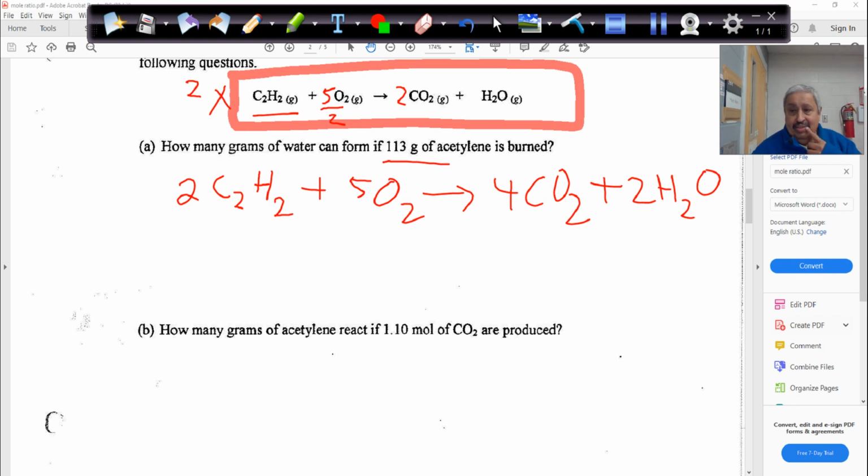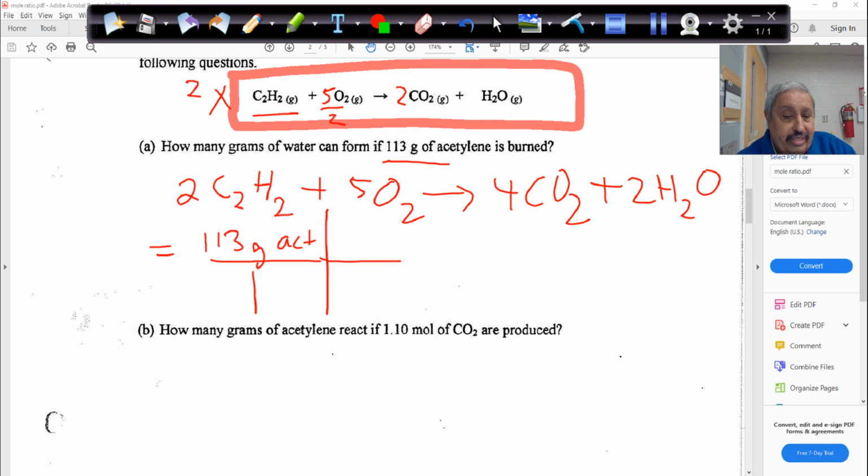10 and 10, 4 hydrogen, 4 hydrogen, 2 carbons, 4 carbons. Yes, that's balanced now. Now, that's the first thing you have to do. Balance the chemical equation. You start with 113, always whatever is given to you. Acetylene, I will say AST, acetylene. So what's the next step? To get the grams out, correct?